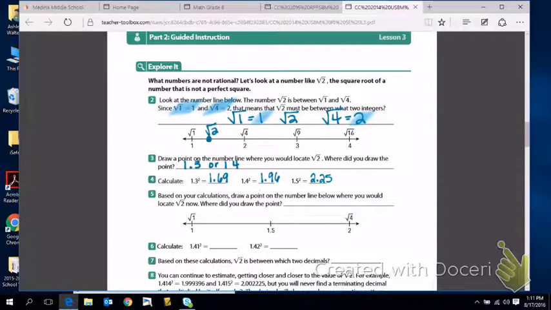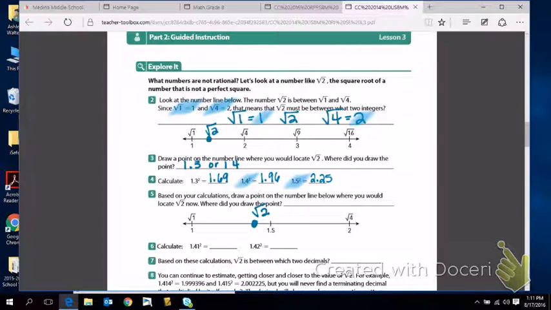In number 5, we're asked, based on your calculations, draw a point on the number line where you would locate the square root of 2 now. And where did you draw that point? We should notice that the square root of 2 is going to fall somewhere between 1.4 and 1.5 because squaring 1.5 brought us over 2, but 1.4 brought us pretty close to 2, which means that our number might be somewhere around here. Or maybe even closer when you notice the spacing on that number line.